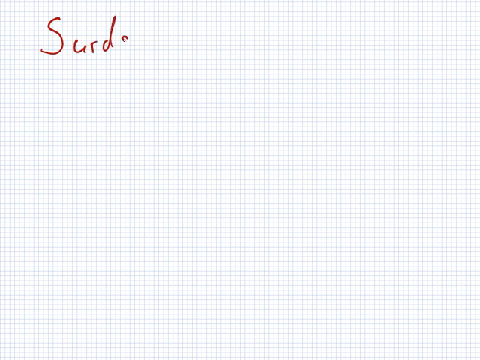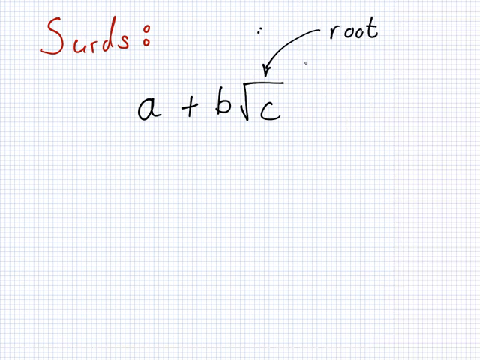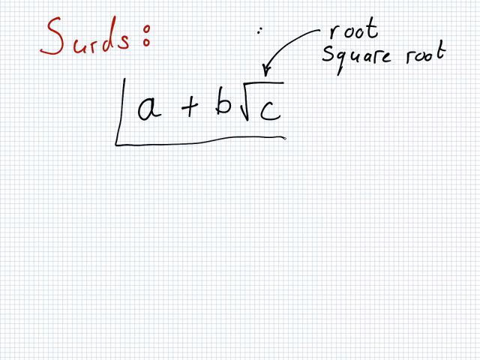So in this lesson now, we're going to have a look at something called surds. So what exactly are those? These are a type of number. They're numbers of this form: a plus b root c. And just so you know, this is called root, or more precisely, square root. So this whole thing together is called a surd. So let's look at the different things we can do and have to do with these.